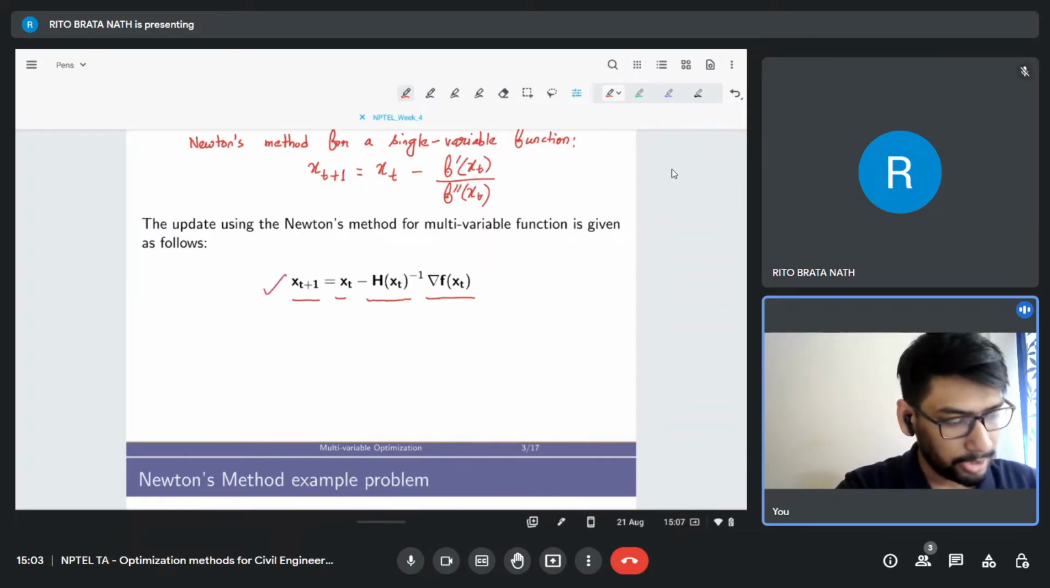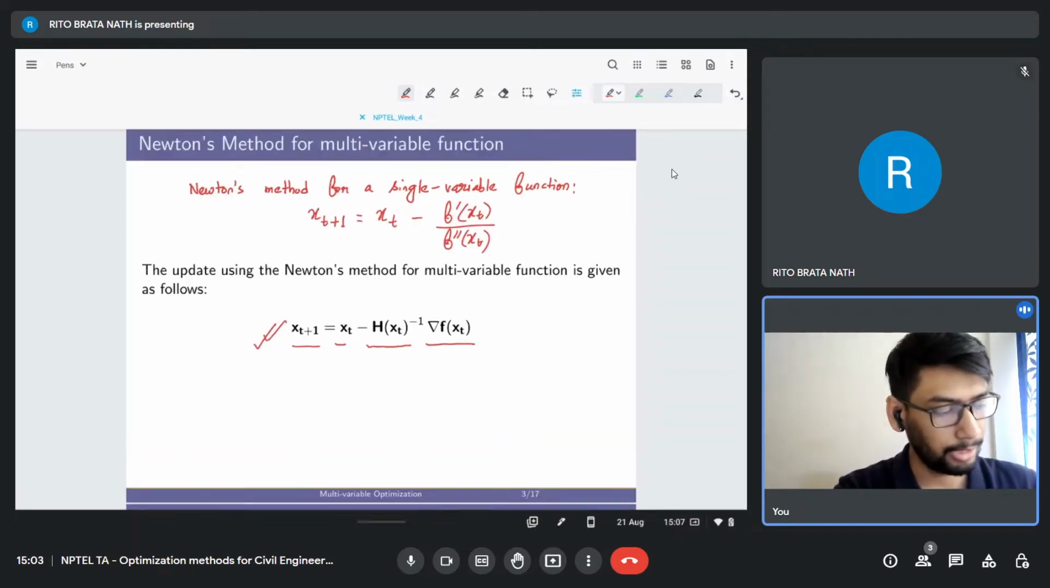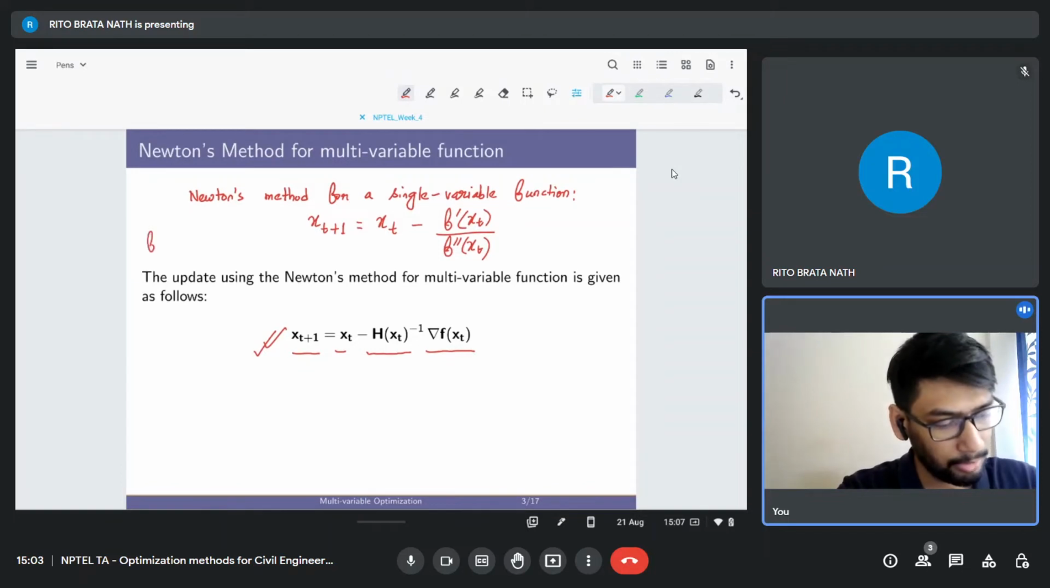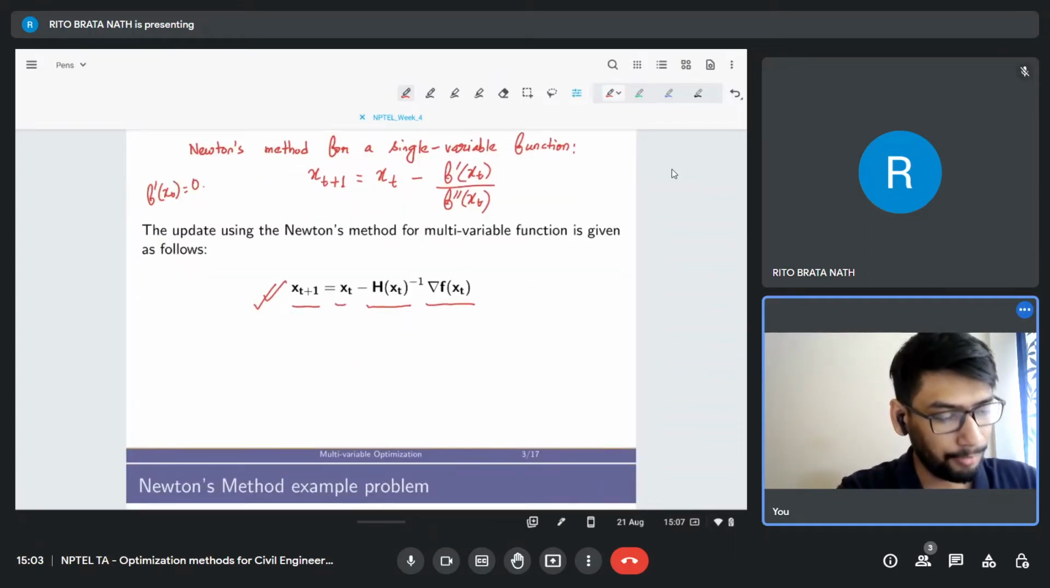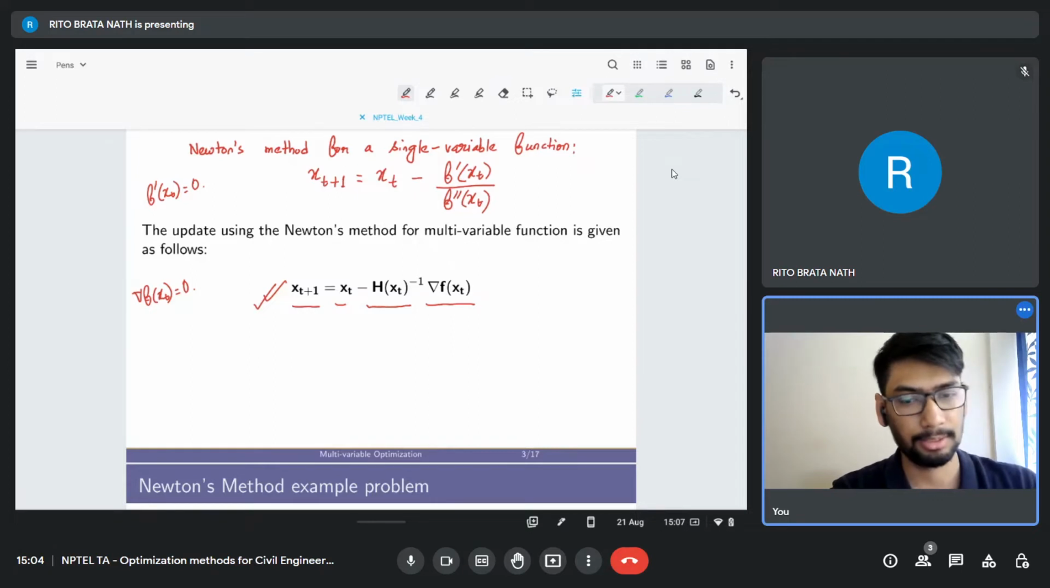This equation, you can derive similarly to how Sir derived it in the class. There, for a single variable function, the condition was to have f prime xt vanish at that point. Here, you will have the condition for optimality: gradient of f at xt equals 0. By a similar argument, you can prove this. I'm not going into the proof of this. The goal is to just solve some problems.